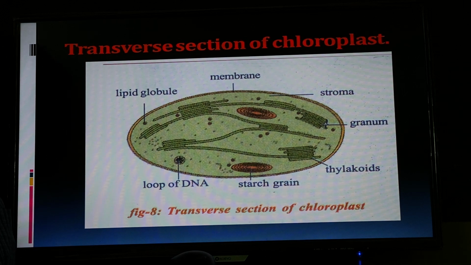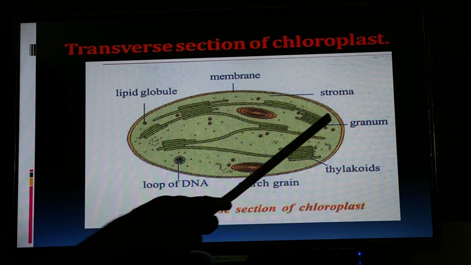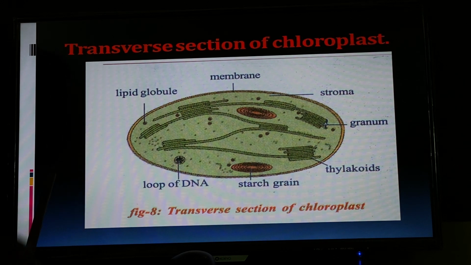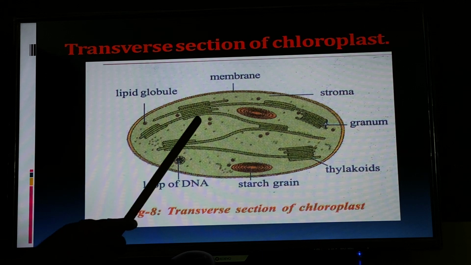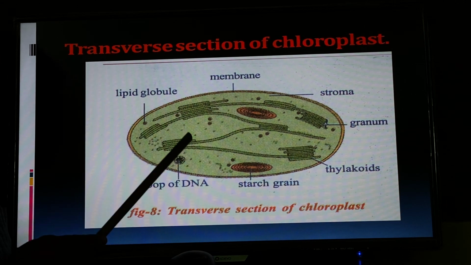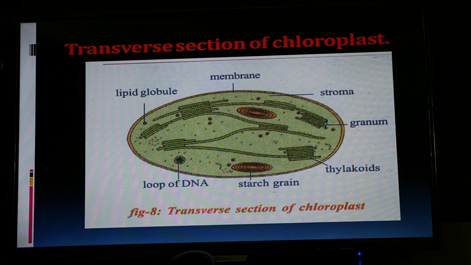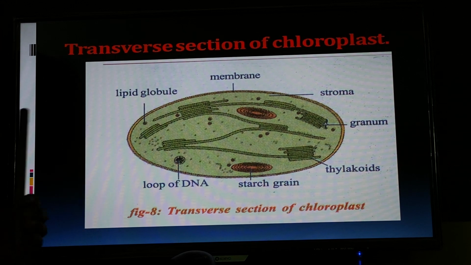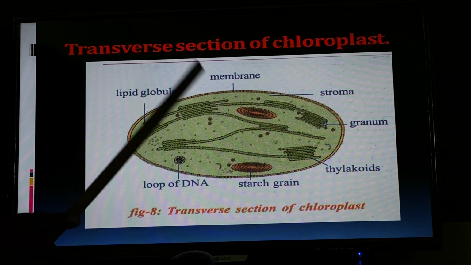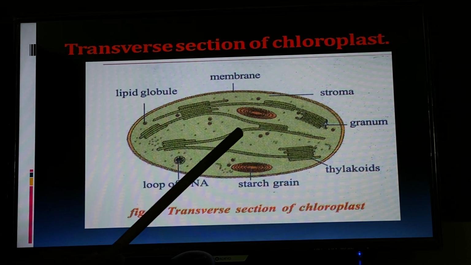Accessory means extra pigments like xanthophyll, carotene along with chlorophyll present in granum. Fourth point. Fifth point, colorless area present in chloroplast is called stroma. This is the fifth point. Sixth point, light reaction. Afterwards we will discuss that topic.